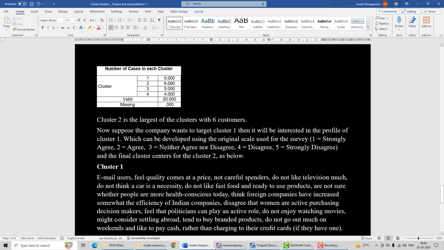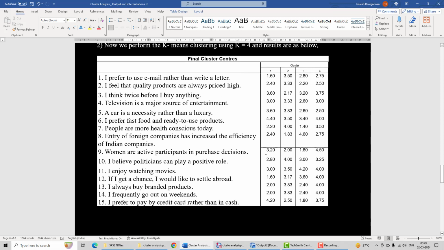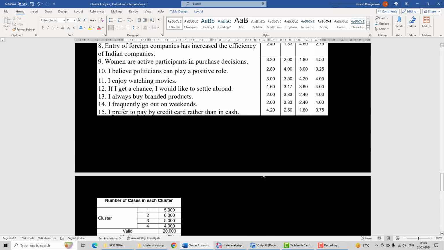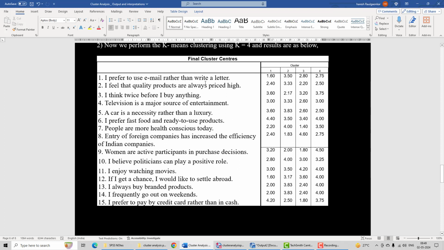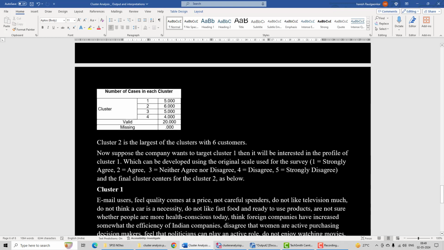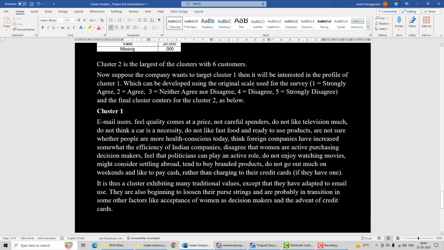Our original scale was 1 strongly agree, 2 agree, and all that. So suppose the company wants you to focus on cluster 1, that is this cluster. Then use these values for each of these attributes and describe that cluster. So this is what the profile of cluster 1 will look like. They are email users, feel quality comes at a price, are not careful spenders, do not like television much, etc.